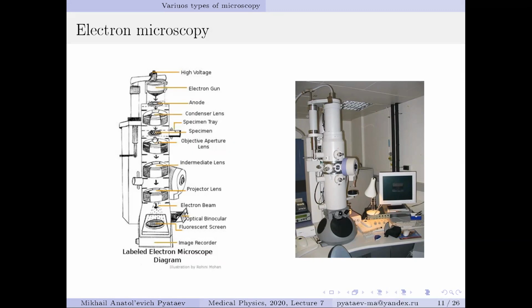After that, the image can be formed, but this image should be enlarged, we need a few objective electron lenses. So this is objective electron lens, intermediate, and projector lens. So there are 3 electric lenses in this scheme of microscope.